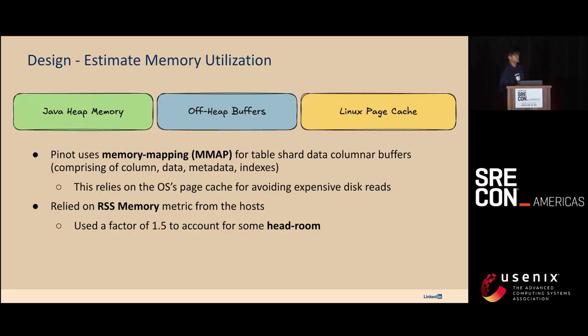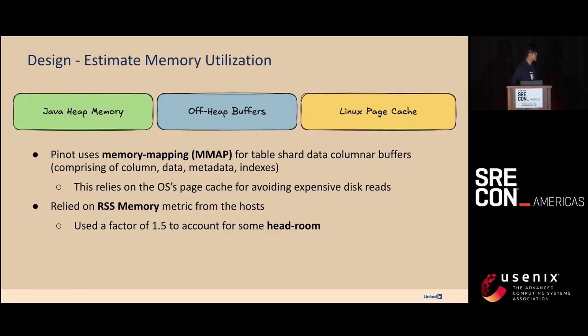Okay, so the story for memory is a little different. Pinot's memory usage is composed of three parts. The first one is the Java heap memory, which is managed by Java memory allocation, the GC algorithm. And the second is the off-heap buffers, which is basically the buffers we allocate using some Java buffer libraries, and we manage them manually within our program.